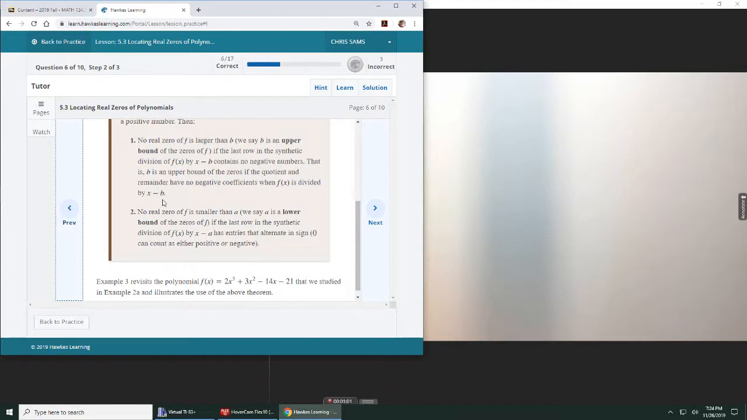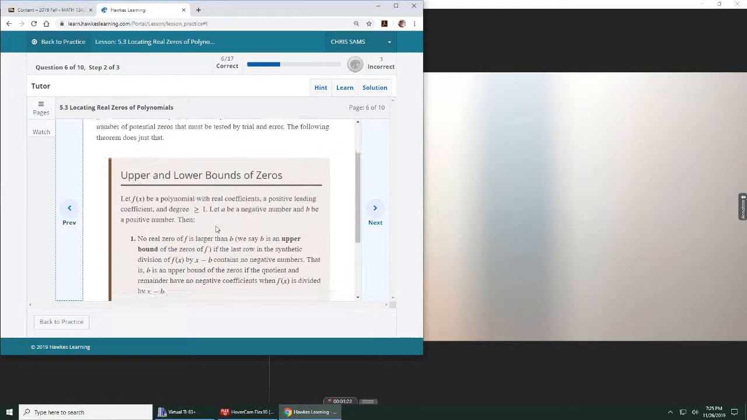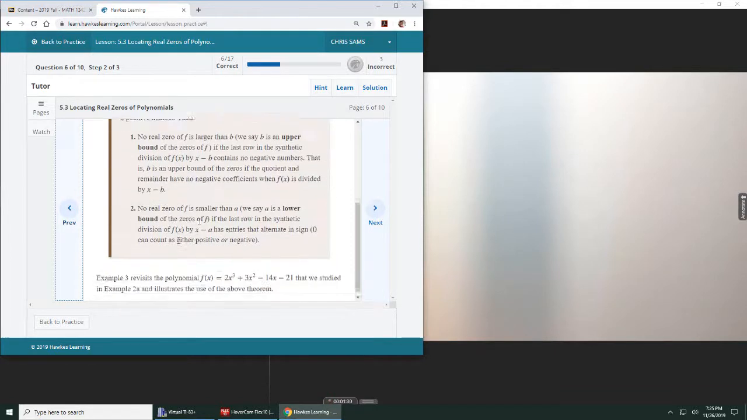So that is, when we take this and divide by this, we will have no negative coefficients in the last row. And then part 2 says A is going to be smaller. It's going to be a negative number. There's nothing going to be smaller than A if the last row of synthetic division has alternate signs. So it's going to be switching from positive to negative, positive, negative. And 0 can be either one. Okay, so there's some examples here, but this is what the rule states, and we're just going to do it. So this is just a trial and error thing. You pick a number and you go up from there, or you go smaller from there.